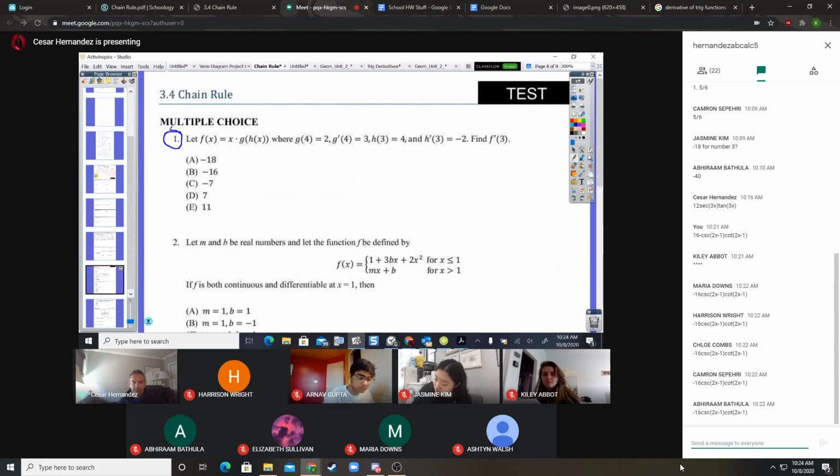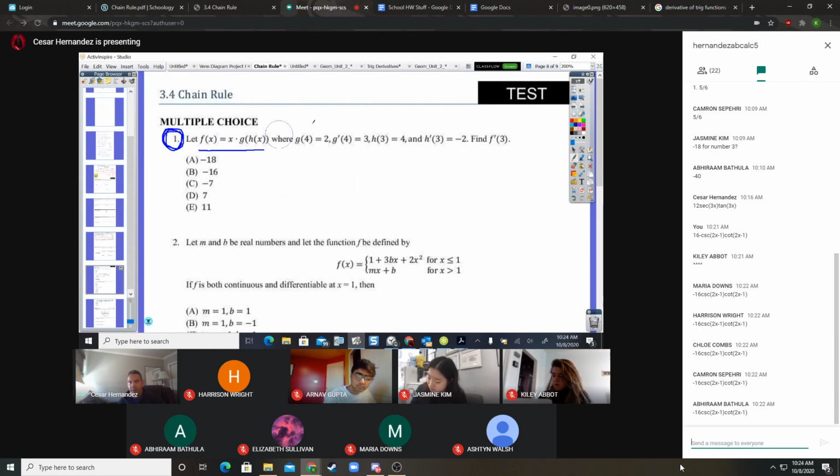All right, this is in the chain rule packet, the first multiple choice question. All right, so that you can see where you have to look at some values, and find the derivative. So you see this question. Which of your derivative rules is the overall rule for this question? Is it product rule? Correct.